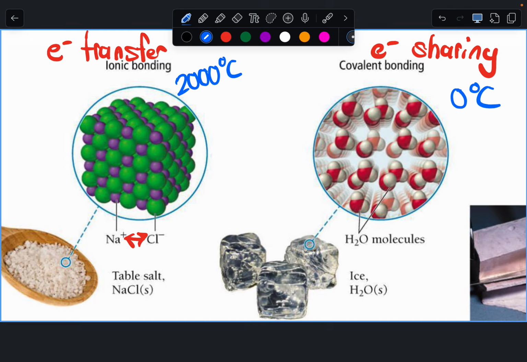Now, when we talk about melting, we're not breaking the covalent bond between the hydrogen and the oxygen. We're actually breaking an interaction between molecules. So we'll get into that. I think it's at the end of unit 2, so midway through the semester. We'll talk about those interactions.